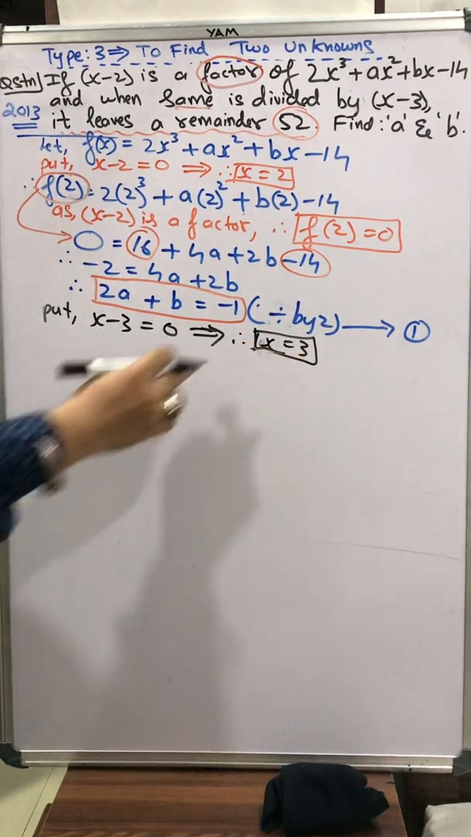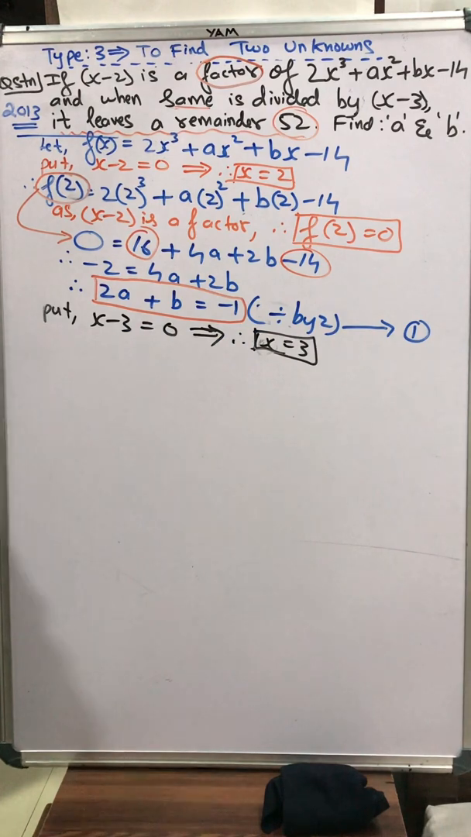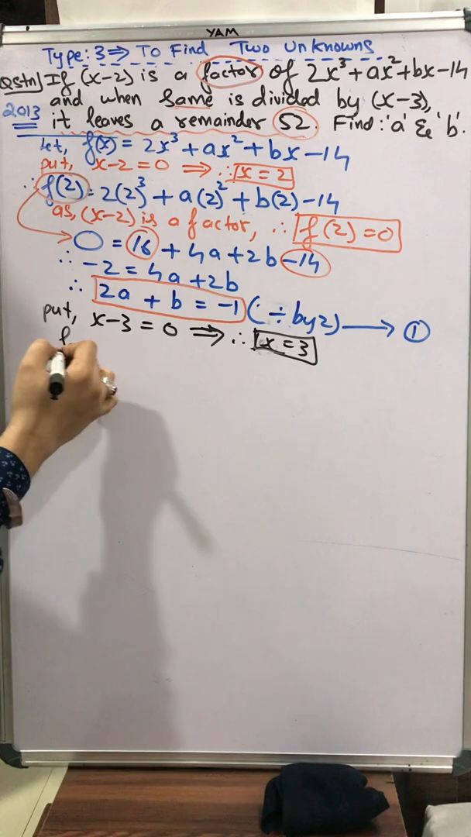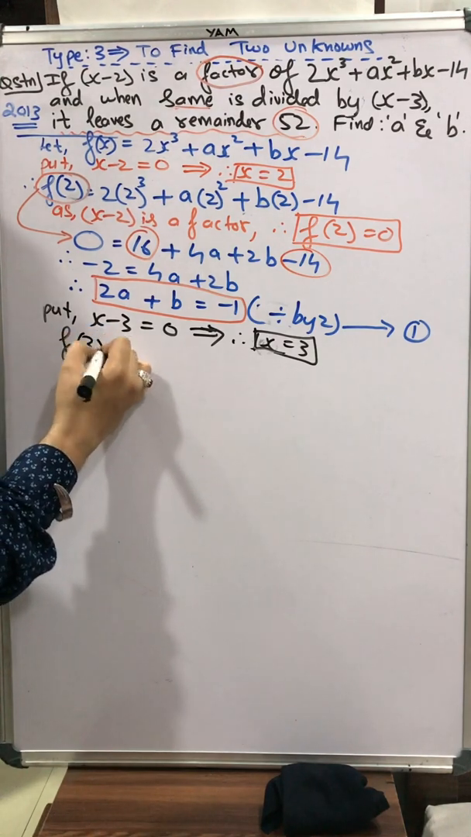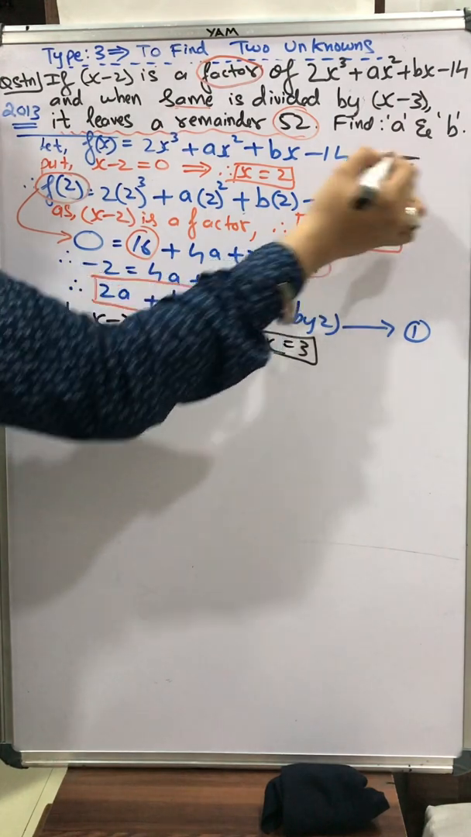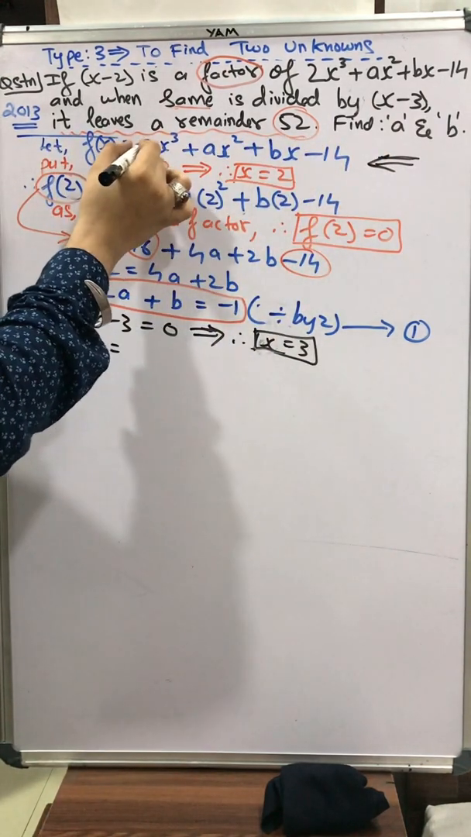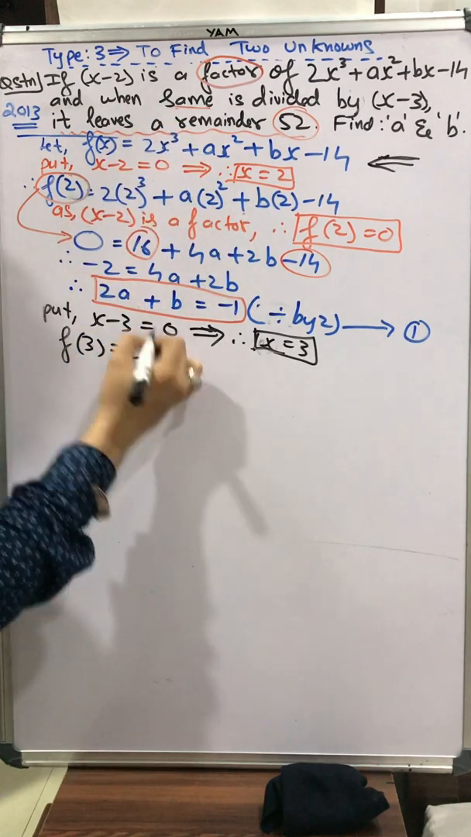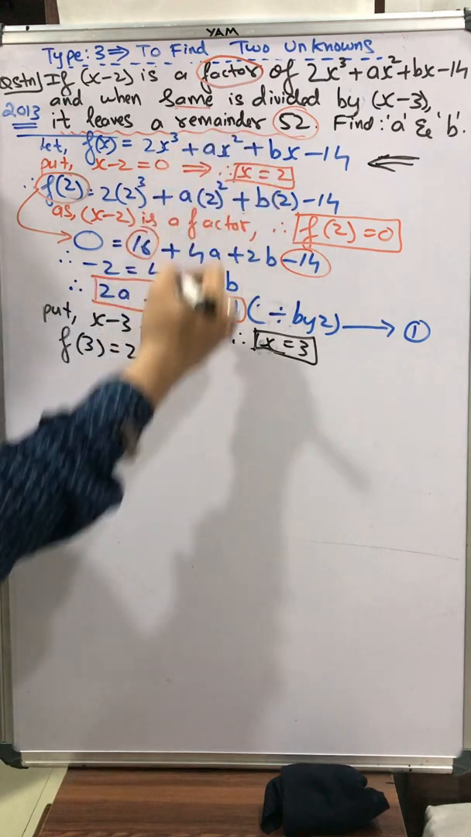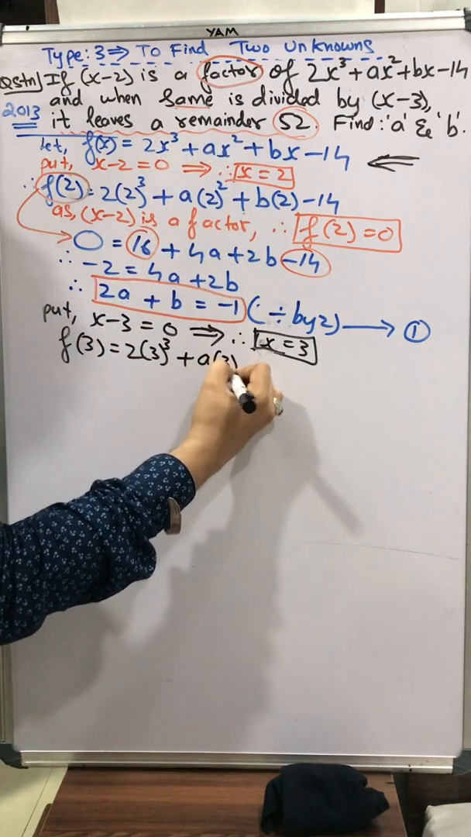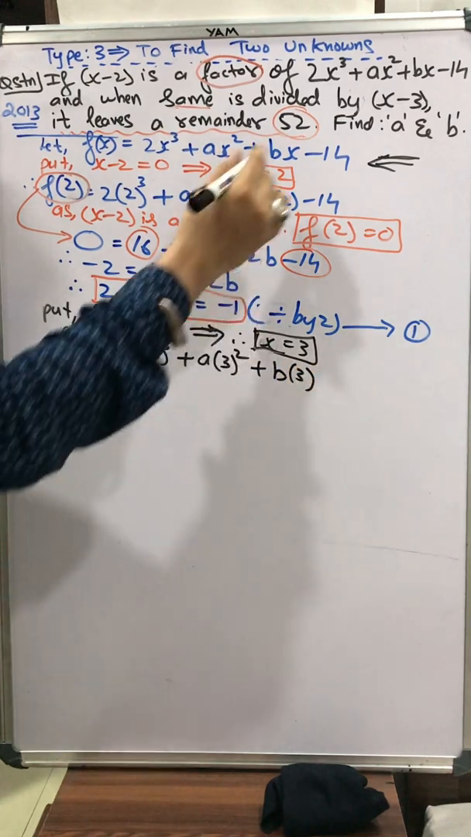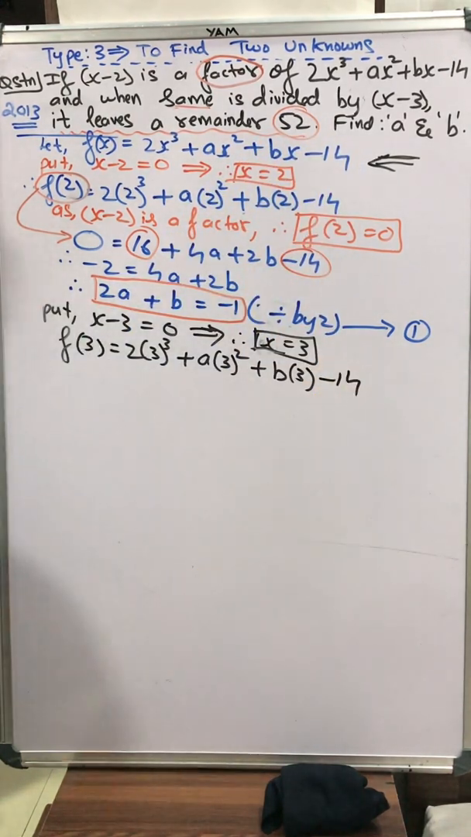At the place of x I'll put 3. What is my polynomial, my dividend? This one. So f of 3, wherever I have x, I'll just put 3. 2 into x cube, but at the place of x I'll put 3. So 2 into 3 cube plus ax square, so a into 3 square plus bx, so plus b into 3 minus 14.